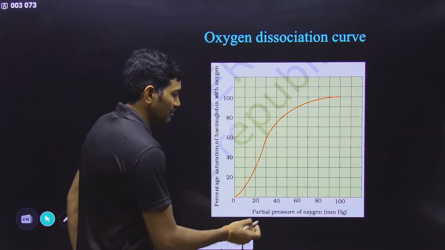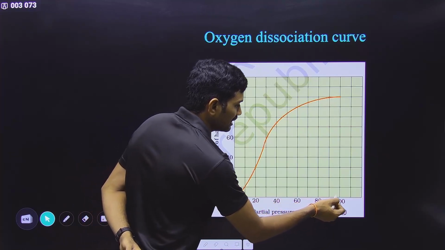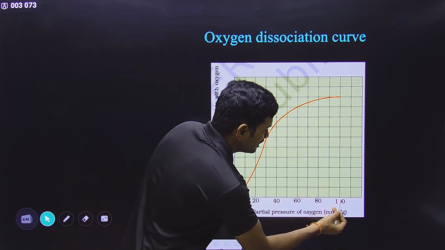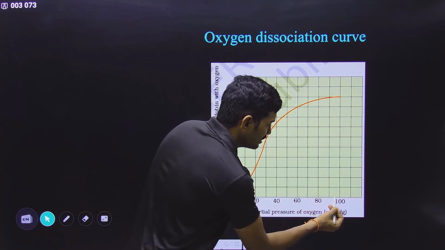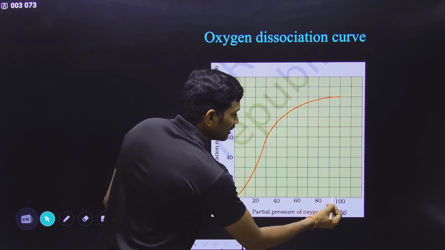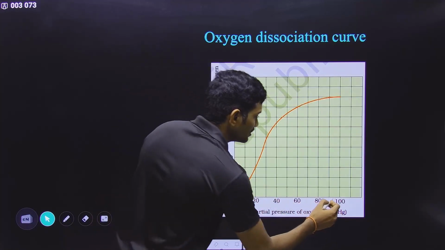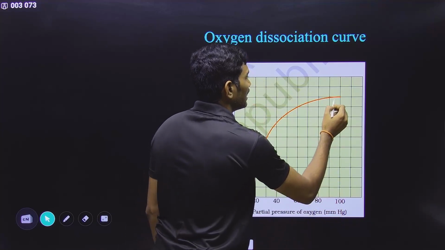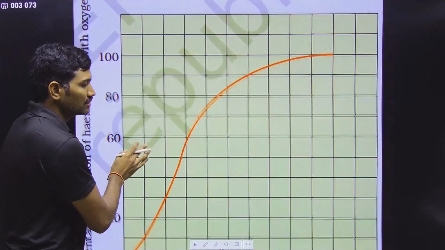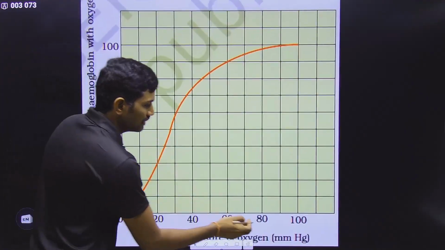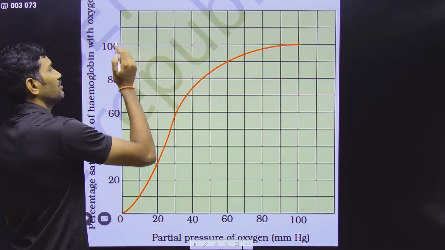Now that 95. This is 10, 20, 30, 40, 50, 60, 70, 80, 90, 100. This line is 90, this is 100. 95, where will it come? In between this 90 and 100, you will get the 95. When it is 95 mm mercury, what is the hemoglobin saturation with oxygen? For 95, you just make a line here. It is almost coming to 100%. Yes or no? Observe carefully here. This is 90, 100, this is 95. Come up to this and you just come up to this.